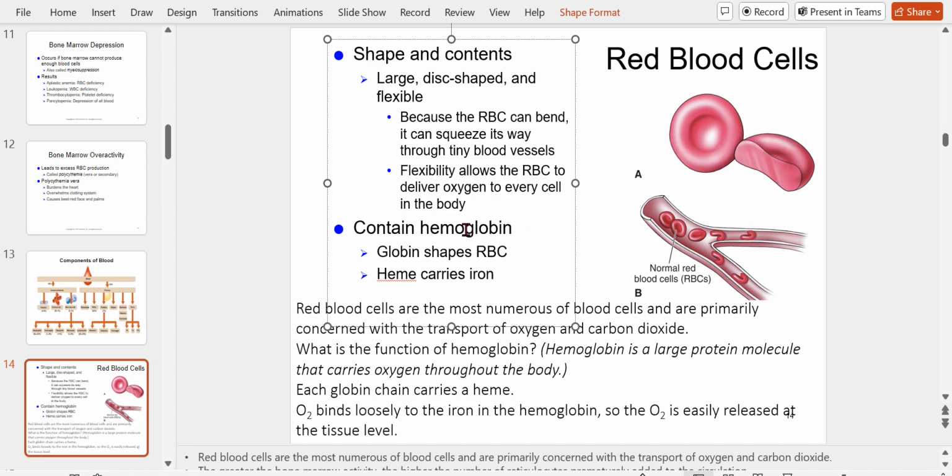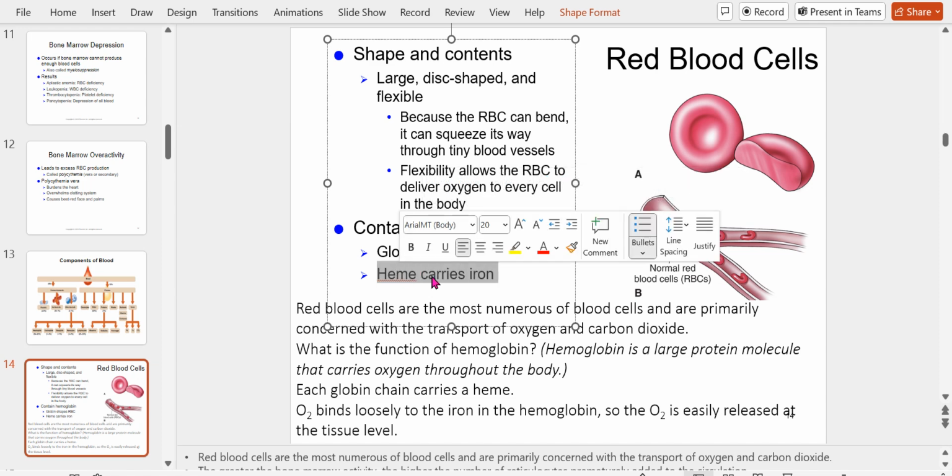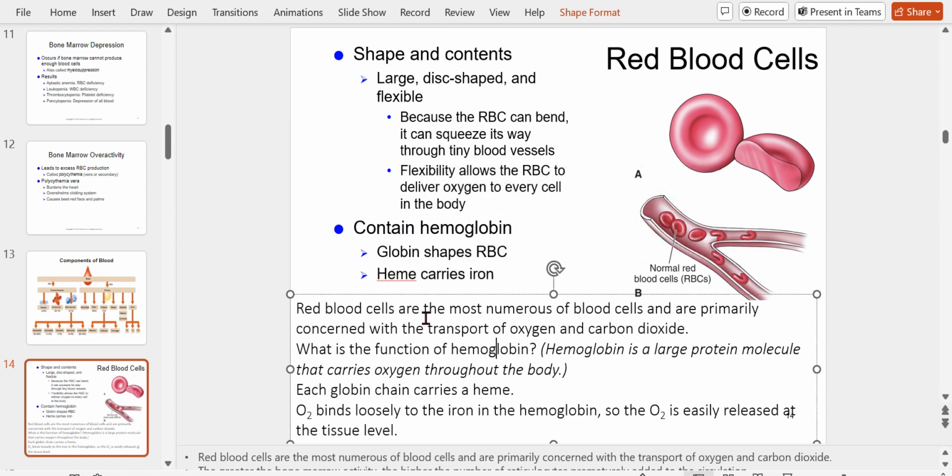Contains hemoglobin, iron. Heme is iron. Okay? Globin comes from the RBC. Heme carries iron. The RBCs are the most numerous of blood cells and are primarily concerned with the transport of oxygen and CO2. The function of hemoglobin is that it's a large protein molecule that carries oxygen through the body, generally speaking. Each globin chain carries a heme. Okay, the oxygen binds loosely to the iron. So you need that iron supply.